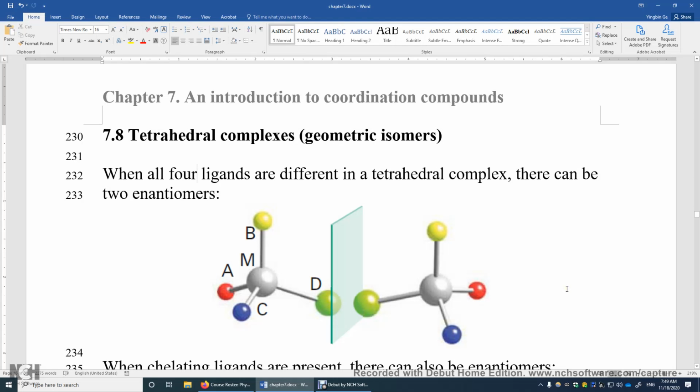Section 7.8 Tetrahedral complexes. When all four ligands are different in a tetrahedral complex, there can be two enantiomers. Over here, this transition metal center is bonded to four different ligands, A, B, C, and D. And then this is the mirror image of the structure on the left. These two cannot be superimposed on each other. Therefore, we have a chiral center here, and we say these two are enantiomers of each other.